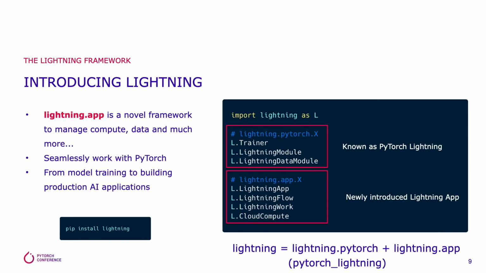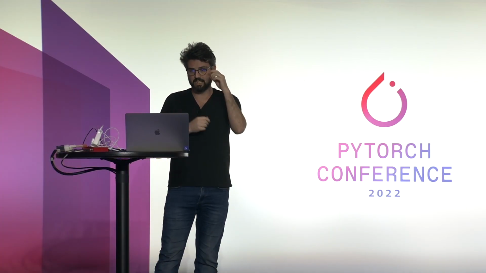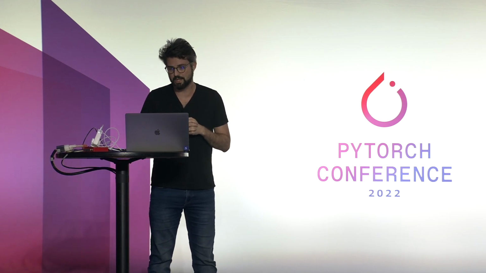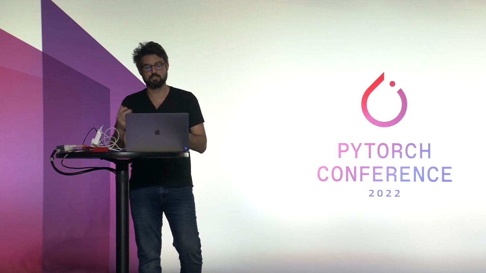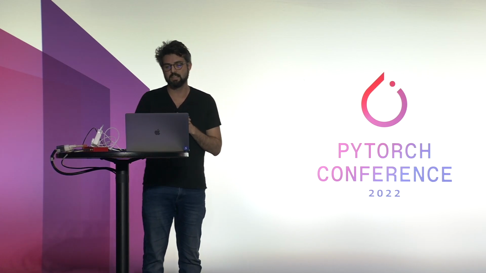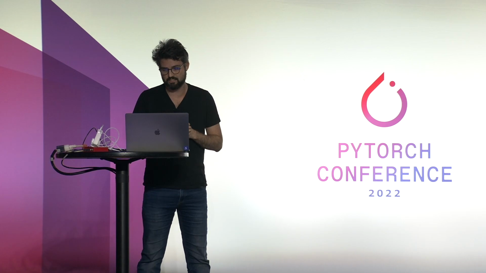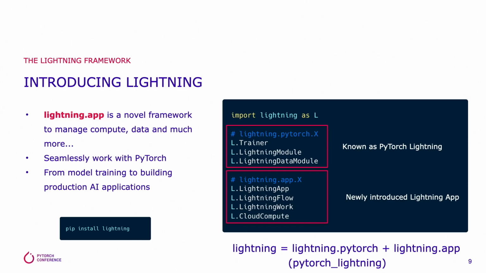Inside of Lightning, there are currently two namespaces. Lightning.PyTorch, which was previously known as PyTorch Lightning, is a framework providing three abstractions: the Trainer, LightningModule, and LightningDataModule, which really enable you to organize your PyTorch code and train at scale through the Trainer. And we have Lightning.app, which has all those new abstractions: Lightning app, flow, work, and compute. So in summary, Lightning is a rebranding of PyTorch Lightning, which now contains Lightning.PyTorch, previously known as PyTorch Lightning, and this new framework, Lightning app. Today I will focus more on Lightning app, and you can learn more about Lightning PyTorch on GitHub.